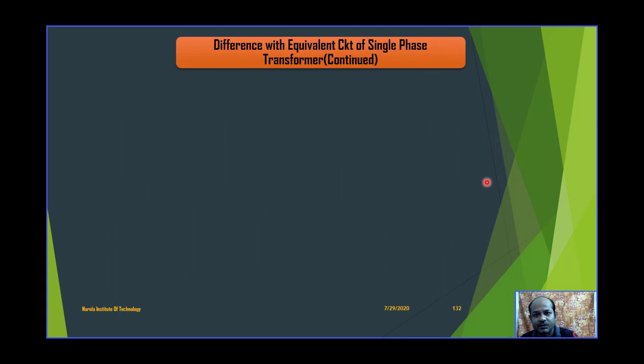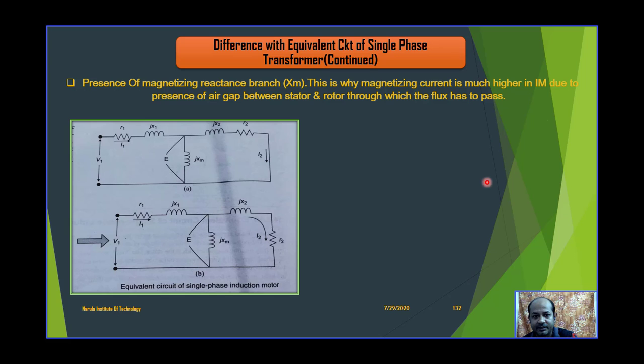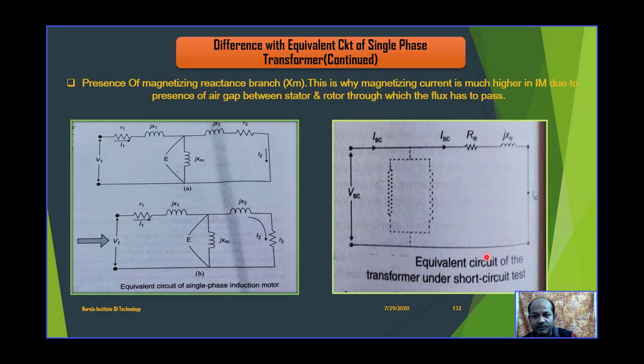Now, what is the difference from the equivalent circuit of the single phase transformer that we have discussed so far? In terms of magnetizing current, that is the only difference. So here the shunt branch parameters are absent in the case of the single phase transformer in short circuit condition, but in the case of the single phase induction motor it is always present to represent the higher value of magnetizing current. That's why the jXM parameter exists.